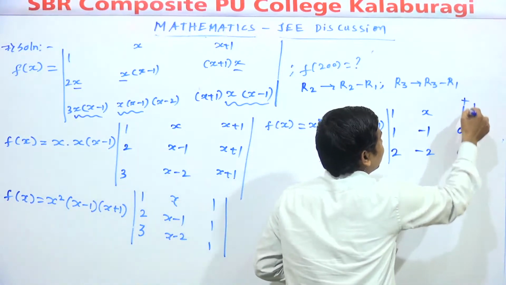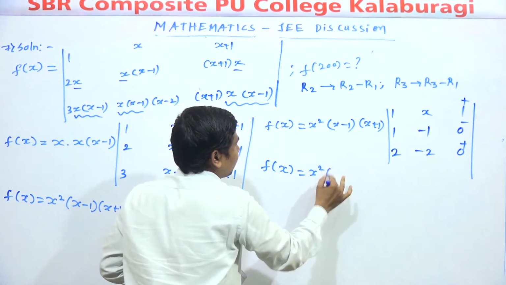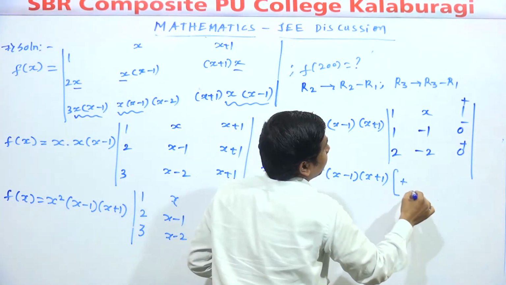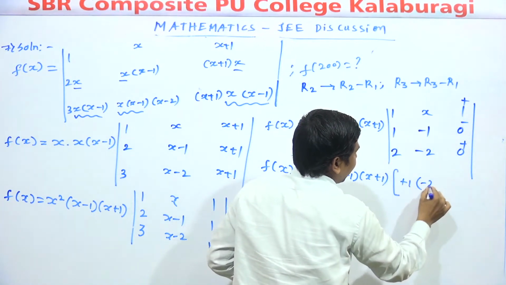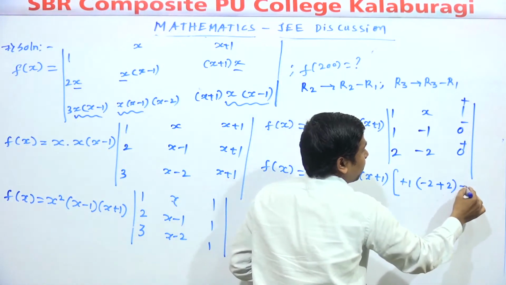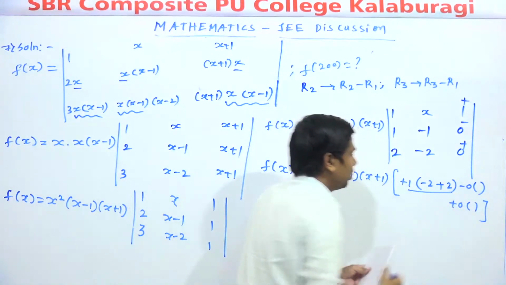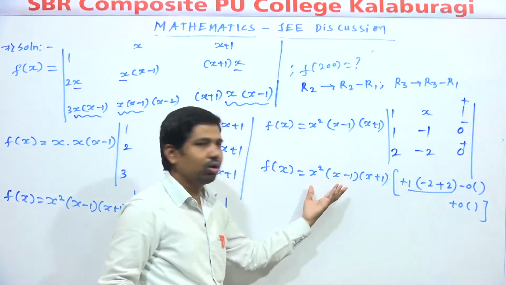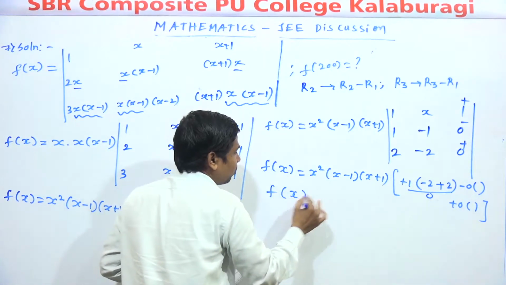Their signs are plus, minus, plus. f of x is x square into (x minus 1) into (x plus 1). It is plus 1 into, suppressing its row and its column, minus 2 into 1, which is minus 2. Minus 2 into minus 1, minus 2 minus of 1 is plus 2. Minus 0 into a number is 0. Plus 0 into a number is 0. What is minus 2 plus 2? 0. Again, the total term is 0 only. 0 into a number equals 0 only. So f of 0 is 0. So f of x is 0.